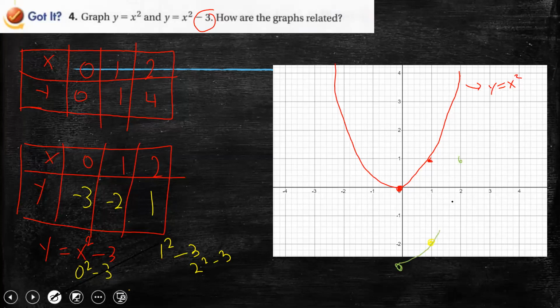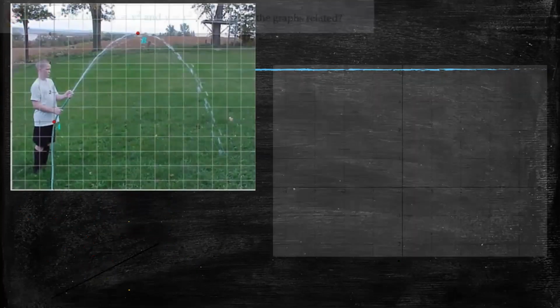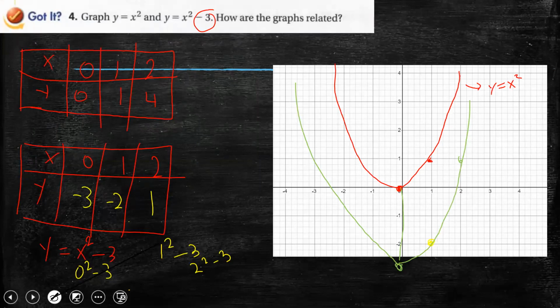Let's now connect the points like this. You will see now, as Nada said, that the shape is shifted down 3 units. As you see, the red is the parent, and the green is the graph that is shifted. Since I said negative 3, it means it's shifted 3 units down. Is it clear now? Yes, teacher. Yes, miss.